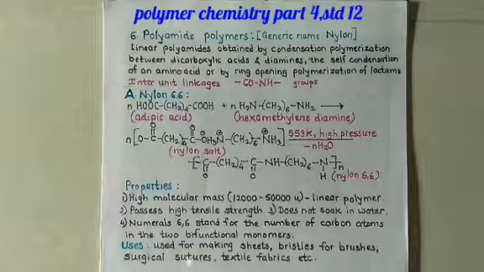What is the use? It is used for making sheets, bristles of brushes, surgical sutures and textile fabrics. So fabrics are made from this, as well as the bristles of brushes, as well as surgical sutures, the thread which is used in surgical operations. These are made from nylon 6,6.